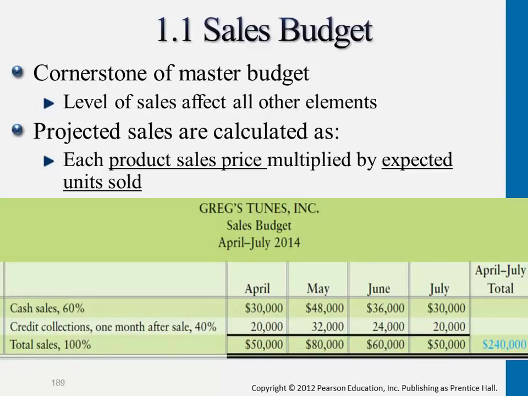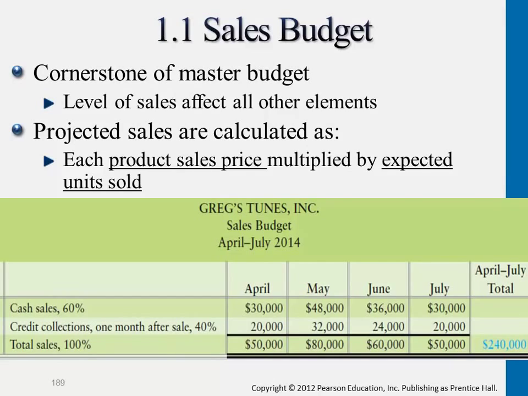Now remember that the sales dollar amount comes from the number of items that a company is expecting to sell, times the retail price. So if it's $10 for each product and 1,000 products, then you have $10,000.